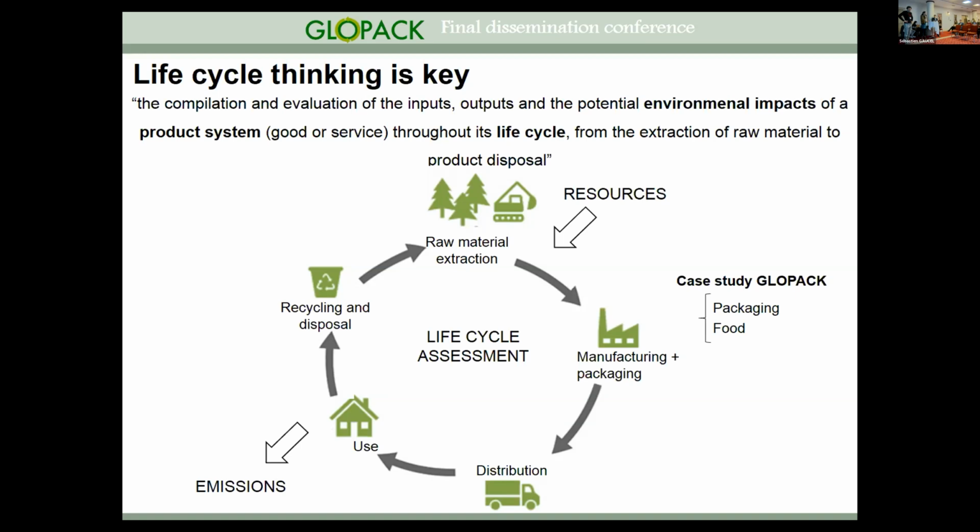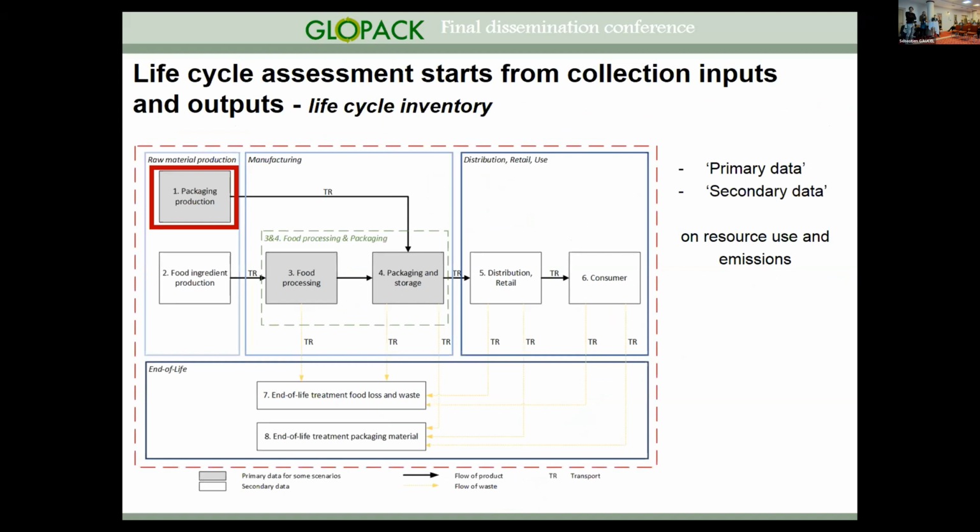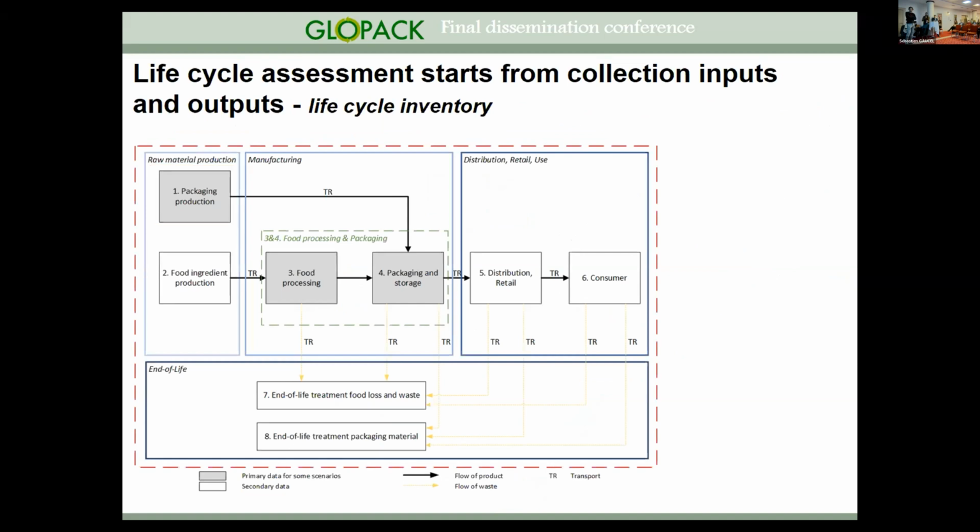In this case, in the Glopack case, we are not talking only about the packaging, but we are also talking about the combined food packaging system. First of all, if we are talking about the spec food products, what do we consider? Then we can actually see 8 stages in the life cycle.